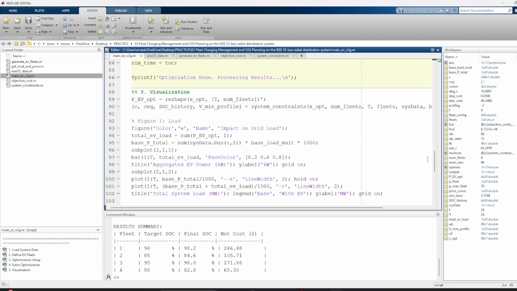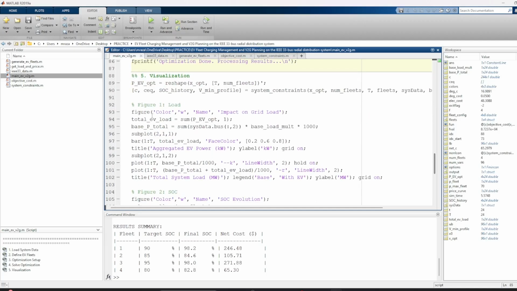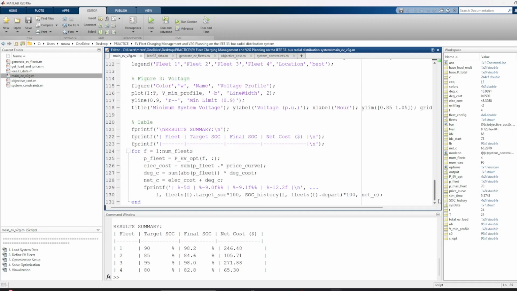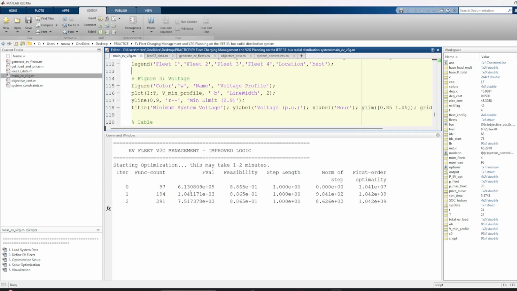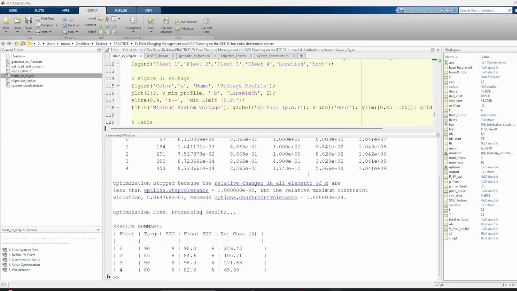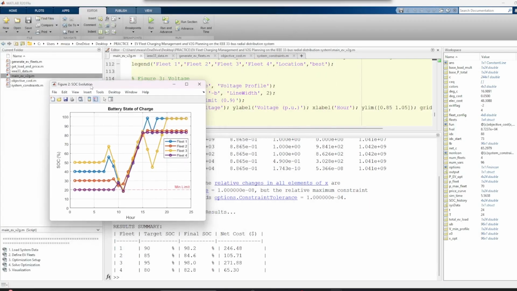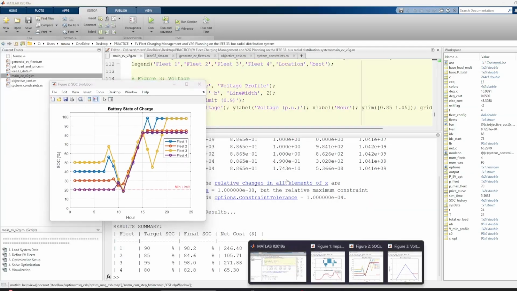Then we have some plots, and here is the table. Let me run the program again. I just have to run it. You can see it takes a bit of time, and these are the fmincon plots. Here you can see the plots, which I already explained.